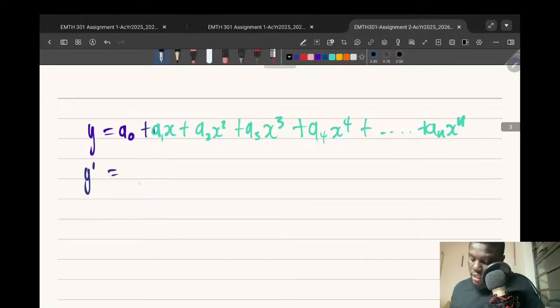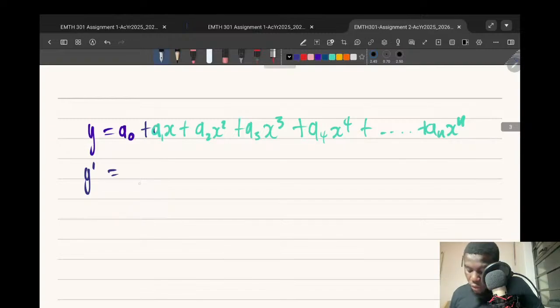Then this one is going to be what? Minus 4x of y prime. So it's going to be minus 4a1, then minus 8a2x, minus 12a3x squared, minus 16a4x cubed, plus and so on, it keeps going. If you want, you can put all the way, but you can stop.